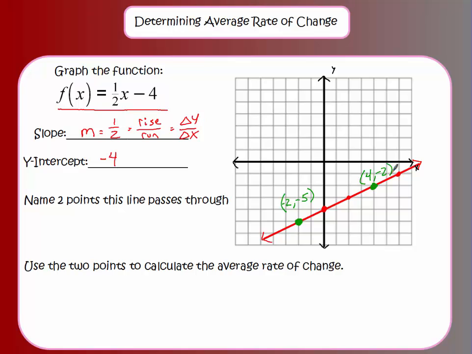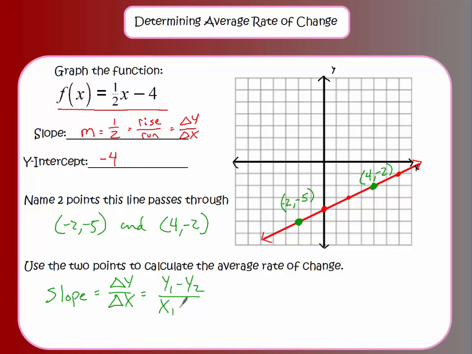So here's my 2 points. We're going to call it -2, comma, -5, and 4, comma, -2. And let's use these 2 points to calculate the average rate of change. Okay, so again, remember the average rate of change is the same thing as the slope. And the slope is just the change in the y's over the change in the x's. In other words, we call it y1 minus y2 over x1 minus x2. Now don't get all confused about this.